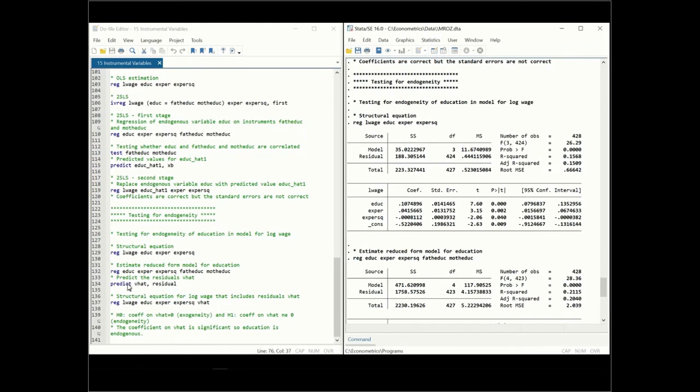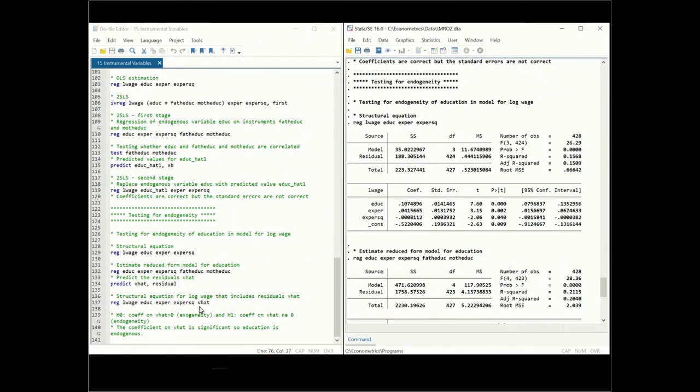What we're going to be doing is we're going to be predicting the residuals here. And so comma residual is going to pick up the residual here instead of the fitted values, so the predicted values. And so now once we have this residual, what we're going to do is we're going to go back into the structural equation that we have here, and we would be putting the residual in here. And now how we're going to test for endogeneity is if this coefficient here on the residual is significantly different from zero, we will have that the education is endogenous. And if it's not, then we would say that it's exogenous.